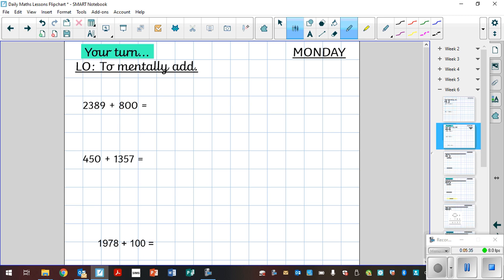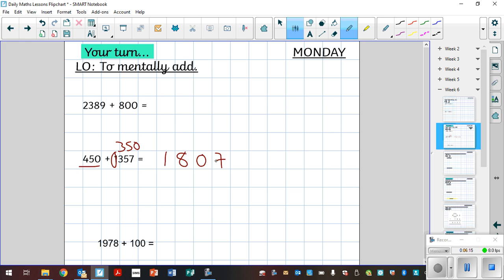Let's have a look at the second one then. 450 plus 1,357. Again, you may have chosen different ways to do this. You may have noticed that if we add 450, and if this was 350, we can add those together to get 800. We know the 1,000 is going to stay as it is because there's nothing to add on to the 1,000. So we know it's going to be 1,807.